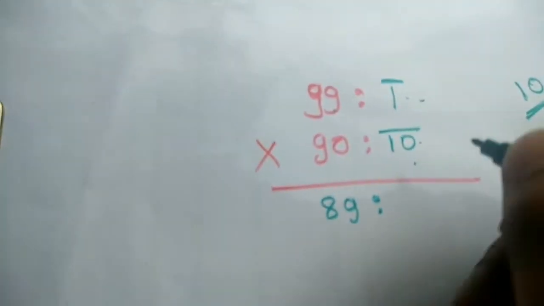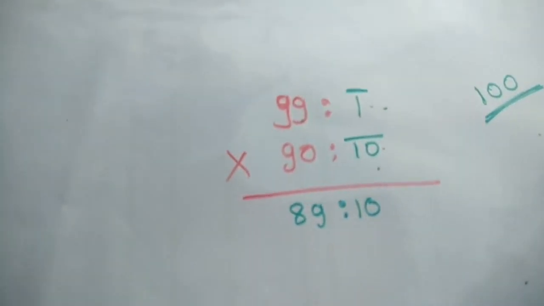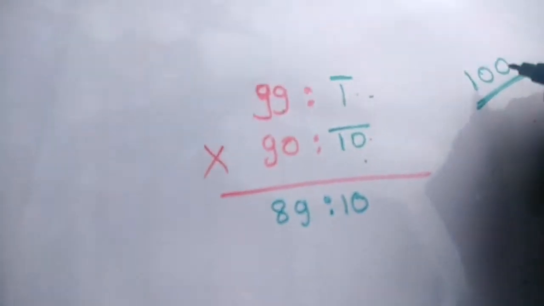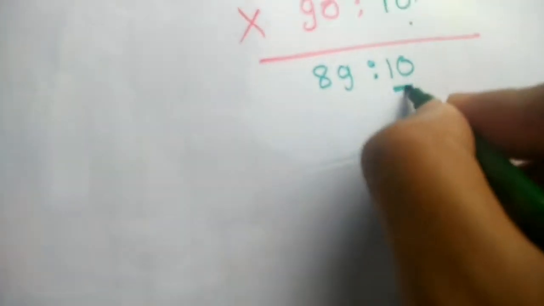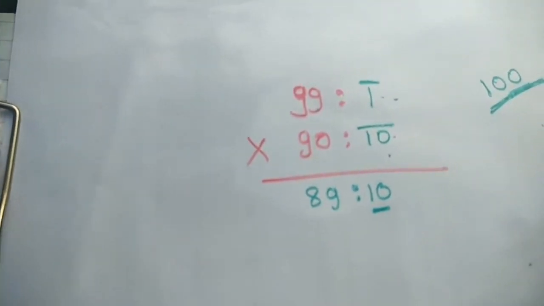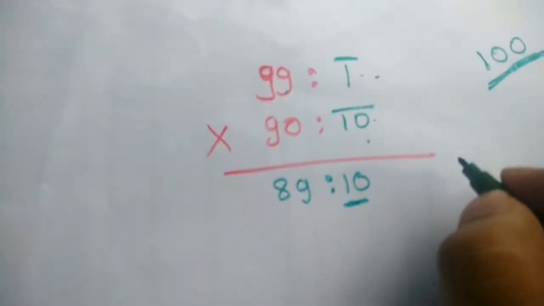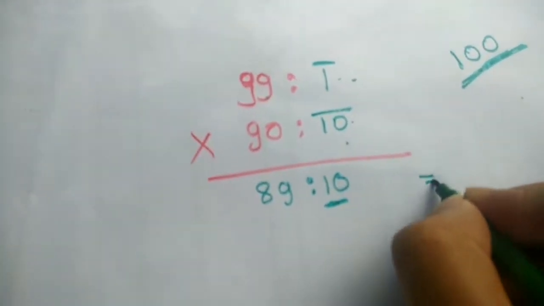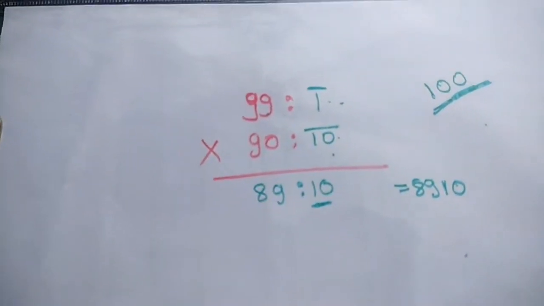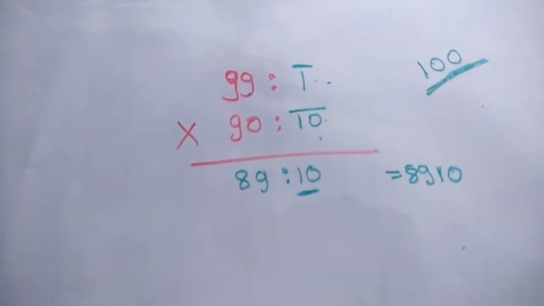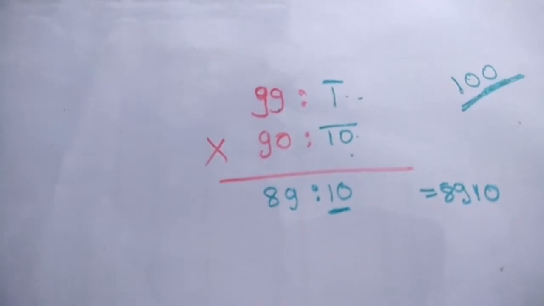1 into 10 is equal to 10, and minus into minus is equal to plus, so we keep it as plus. As we know, the base has 2 zeros, so we must take the last 2 digits. So my dear friends, the answer is 8910. If you practice it very well, you can calculate it within a few seconds in your mind. We do not require a calculator.